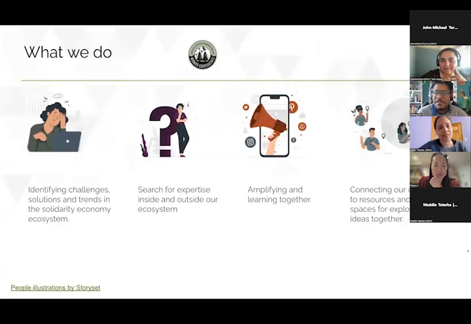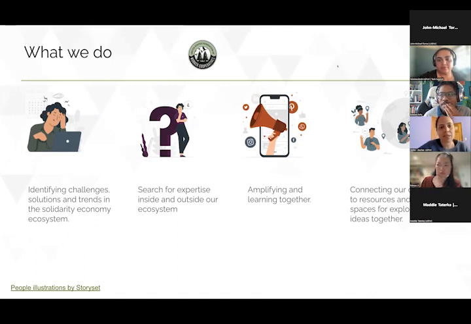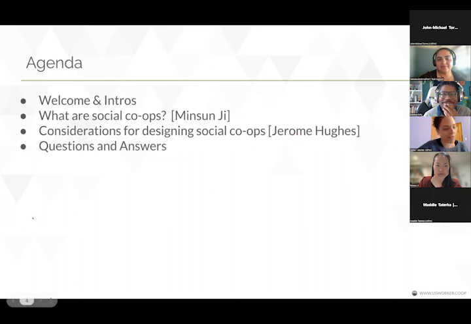For a little bit more about what that looks like in practice, some of the things we do involve identifying challenges and looking for solutions to different trends we see emerging in the solidarity economy ecosystem. We also look to identify expertise and needs inside and outside of the ecosystem. And we are always learning together. And then we want to really amplify and share the lessons that other folks have learned so that we're all learning from each other. That's also part of connecting our community to the resources that they need and creating the spaces for exploring new ideas together. So that's how we see ourselves in some of what we do.